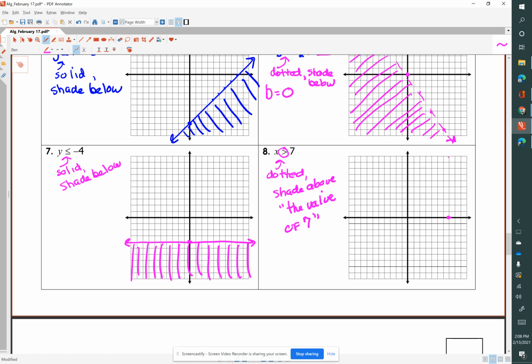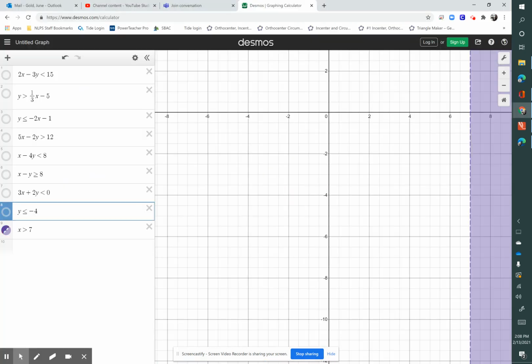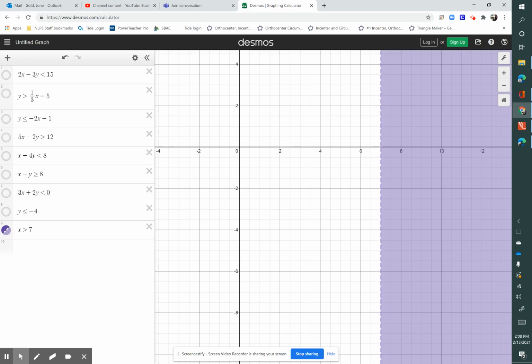So first we'll put our dotted line in, graphing our dotted line carefully, put the x's. Now, above the value of 7 is actually, in this case, shading to the right of the line. So let's take a look at that in Desmos. And here we have it. We're shading everything to the right of x equals 7.